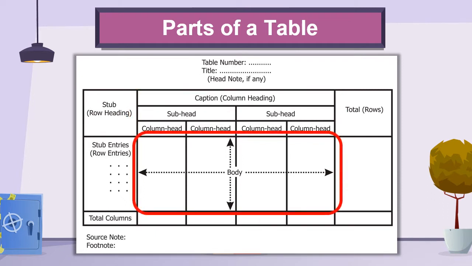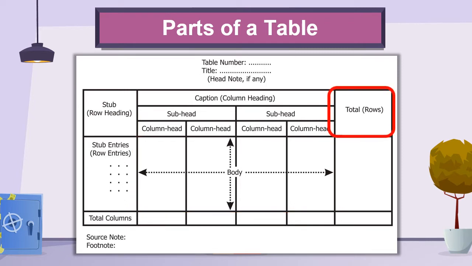The body itself contains the data, which is presented under the specific row or column, by numbers, specifically the numbers of how many or what is the measure of each specified variable.